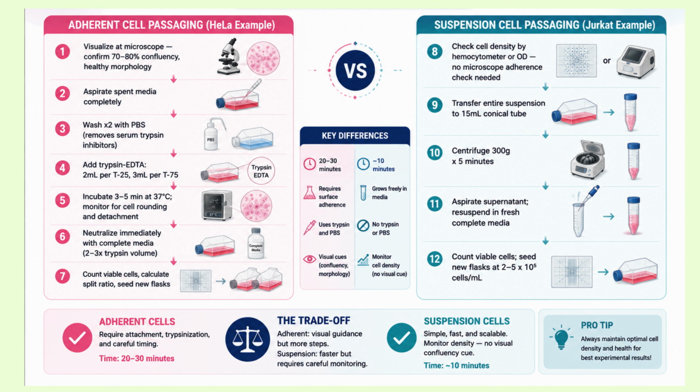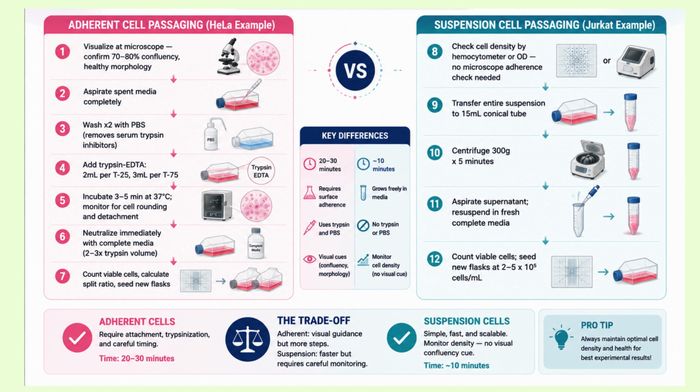4. Add trypsin EDTA, 2 ml per T25, 3 ml per T75. 5. Incubate 3 to 5 minutes at 37 degrees Celsius. Monitor for cell rounding and detachment. 6. Neutralize immediately with complete media, 2 to 3x trypsin volume. 7. Count viable cells, calculate split ratio, seed new flasks.